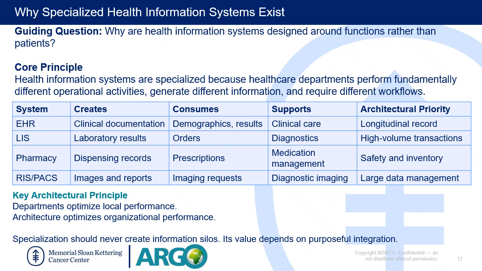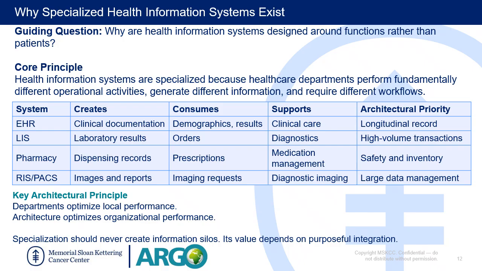Why do specialized health information systems exist? In other words, why are health systems designed around functions rather than patients? Because if they were designed around patients, we'd probably just have one, right? And dump all the patient information into that system. But as we saw several slides ago, that is not the ideal way to architect a system.